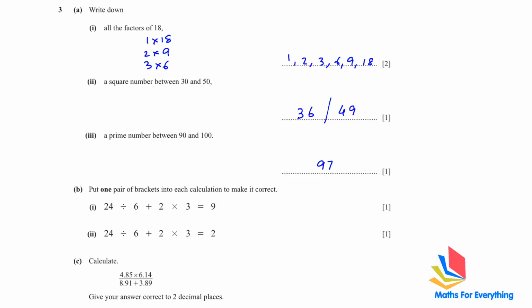Next, put one pair of brackets into each calculation and make it correct. This is a little bit trial and error. So let's see. If you put the bracket here, we'll get the answer 9. And here to get 2.